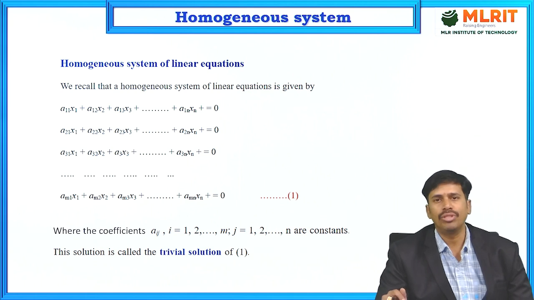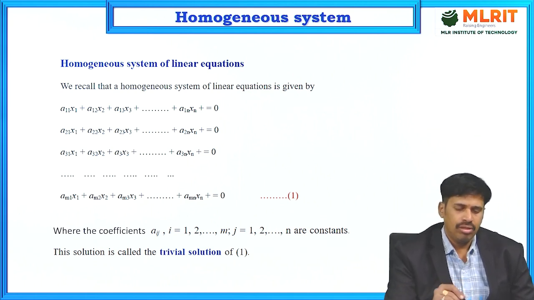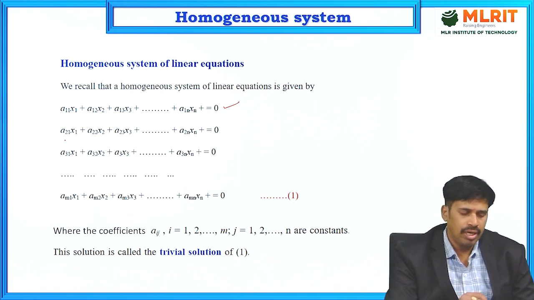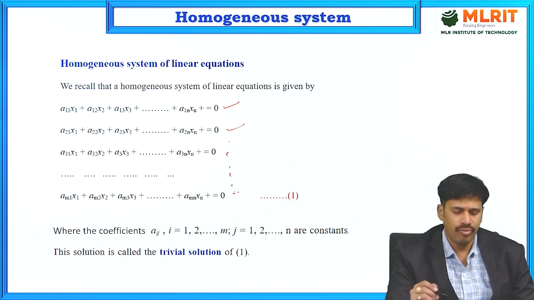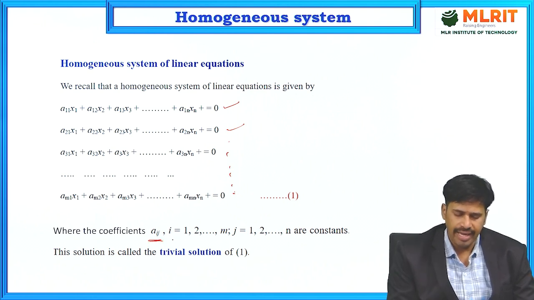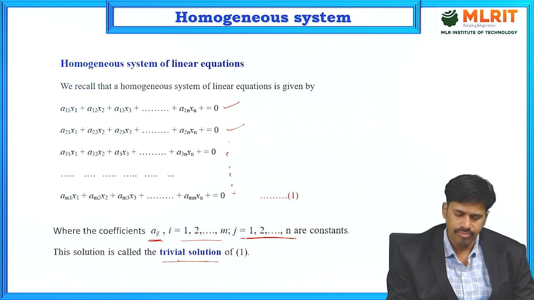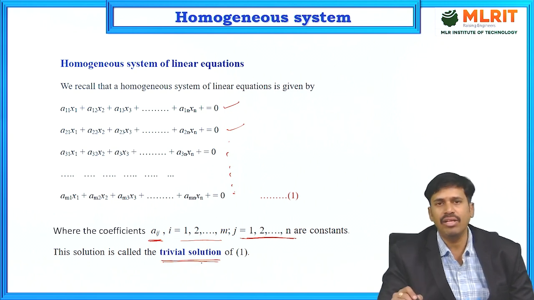Now let us see homogeneous system of equations. Consider the m homogeneous equations: a11 x1 plus a12 x2 and so on, a1n xn equal to 0. Right side, all the elements must be 0, right? Similarly, second equation a21 x1 plus a22 x2 and so on, a2n xn equal to 0. So consider the system of equations where the coefficients aij, i runs from 1 to m, j runs from 1 to n, are the constants. One solution of equation 1 is the trivial solution.